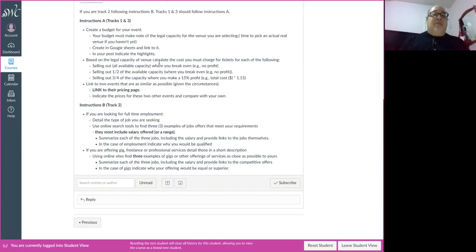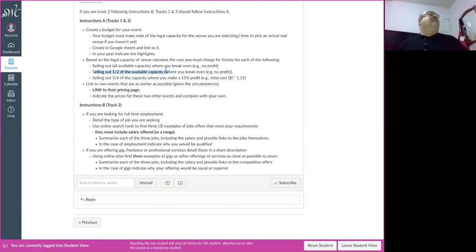And then you're going to do the same calculation again, but based on half capacity. So again, if the capacity was 300, you'll do the same calculation again for 150. Again, how much you have to charge to break even. Make no money and lose no money. You might think, well, it's just double because it's half the people, but there are variable costs, and that's important to understand in your budget.